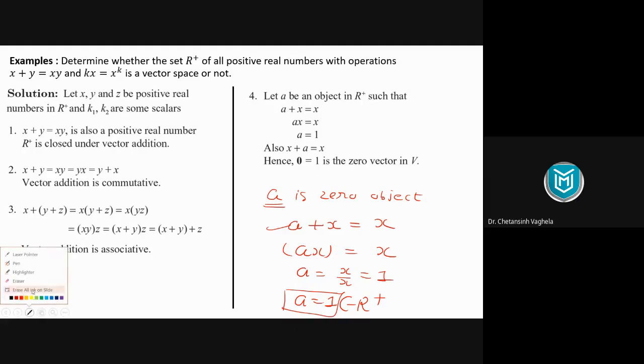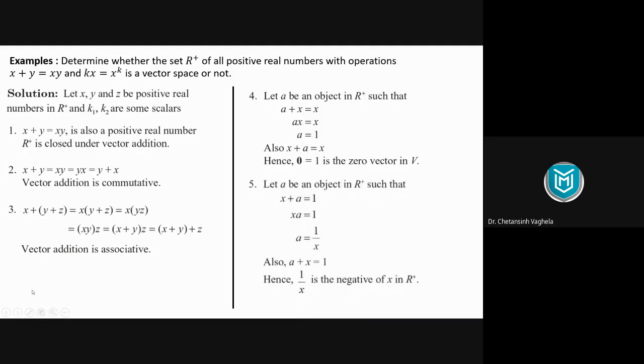Then the existence of opposite object. So again, we'll do it just like the zero object. First, you assume that A is the opposite object of x. So if A and x are opposite objects, then if I add them, x plus a, their addition should be 1. 1 is your zero object, right? So x plus a is given by x into a. So x into a is equal to 1. So what is a? A is equal to 1 upon x. That means if x is your object, then the opposite of x is given by 1 upon x.